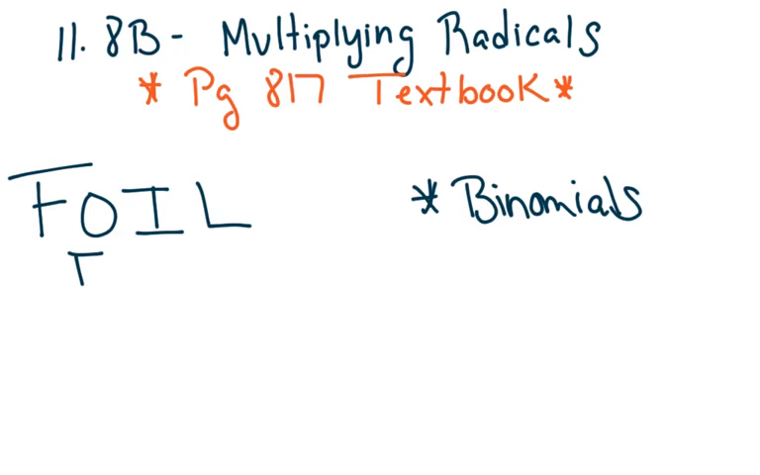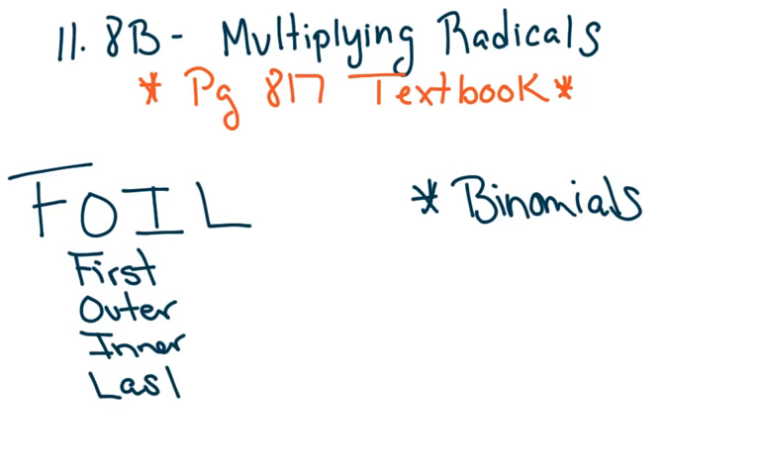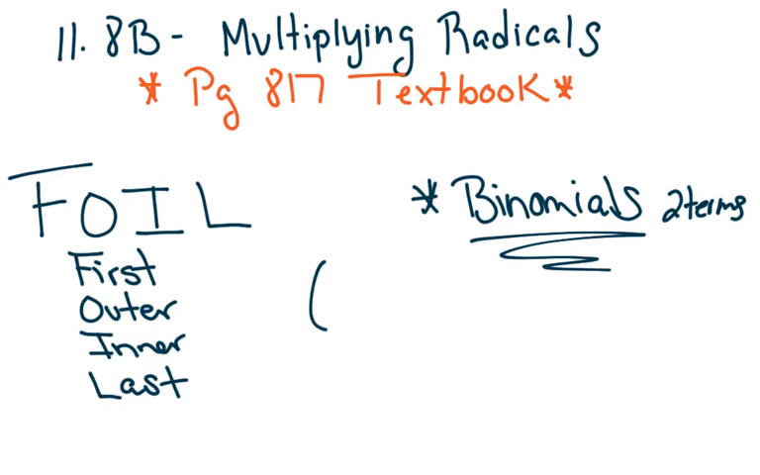The F stands for first, the O stands for outer, the I stands for inner or inside, and the L stands for last. Just to refresh your memory, we only do this when we have binomials, so two terms multiplied by two terms. And what you'll probably remember is something like x plus 2 times x minus 3.